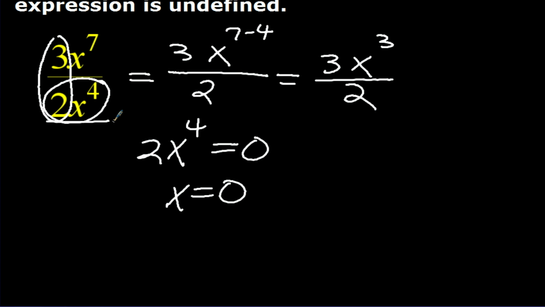So once we've got our answer simplified, we have to add a provision to it, a comma after it, if you will, and say that x cannot equal 0, because if it does, remember, it's going to be undefined.